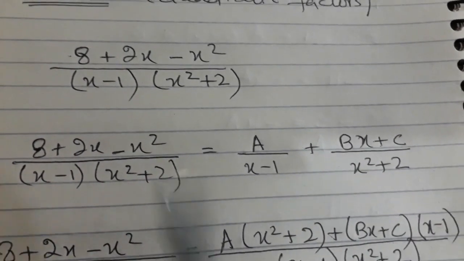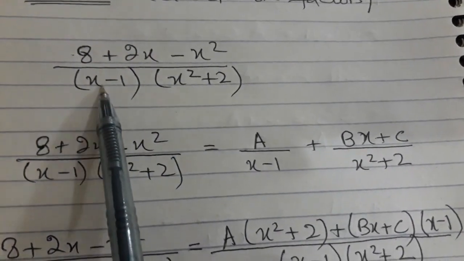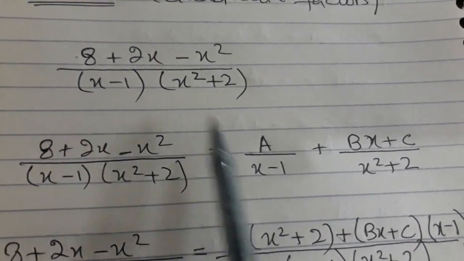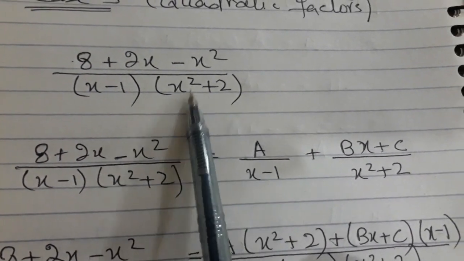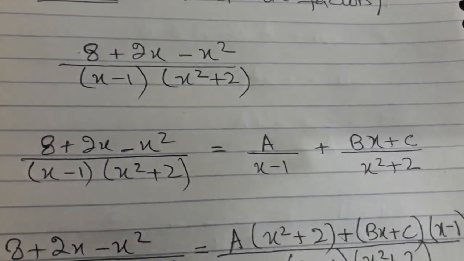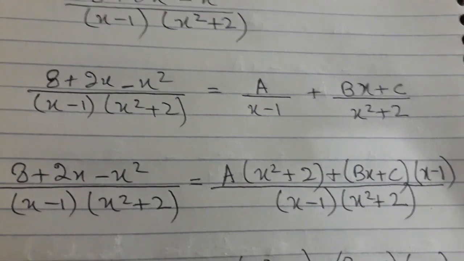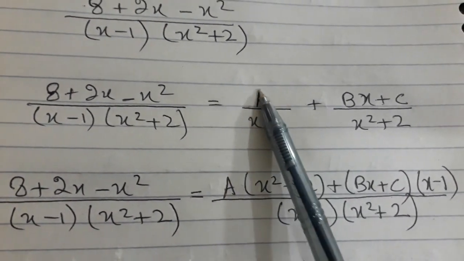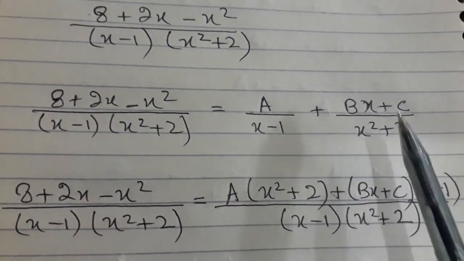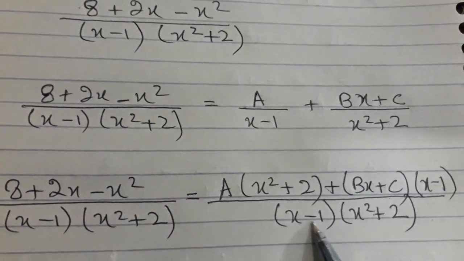So after identifying that you have a linear and a quadratic, on top of the linear write a single letter, and on top of the quadratic write bx plus c. After that you will take LCM. So this will multiply by x square plus 2 and this will multiply by x minus 1.